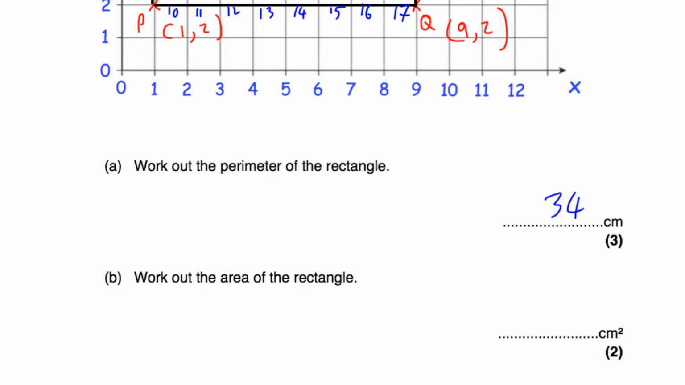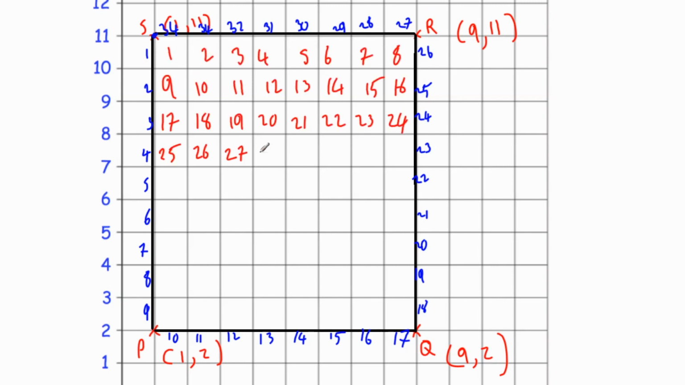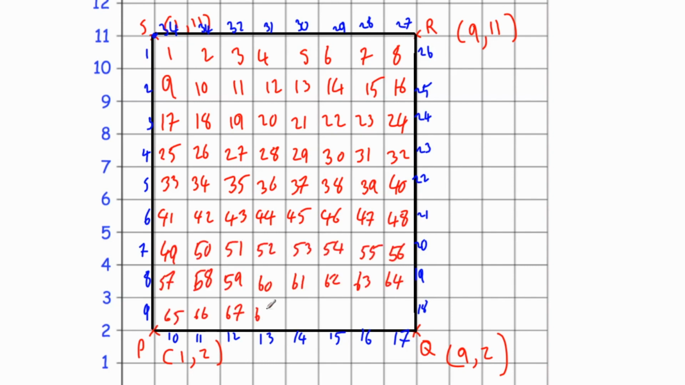And part B says find the area of the rectangle. So let's find the area of the rectangle. So that's the number of squares inside of it, because remember it's a centimeter grid. So each square has got an area of 1 centimeter squared. So if we count the number of squares, that's its area. So 1, 2, 3, ... 71 and 72. So there are 72 squares inside of that rectangle, so it's got an area of 72 centimeters squared.